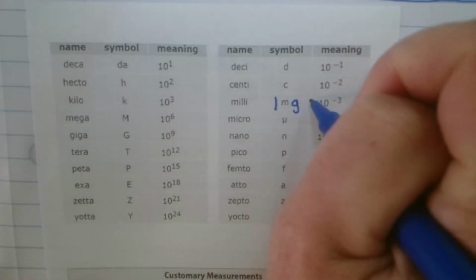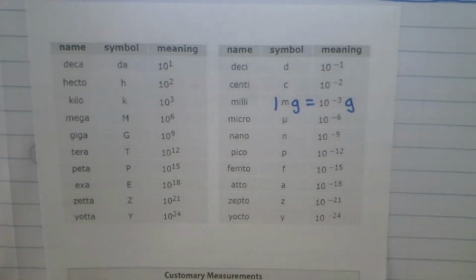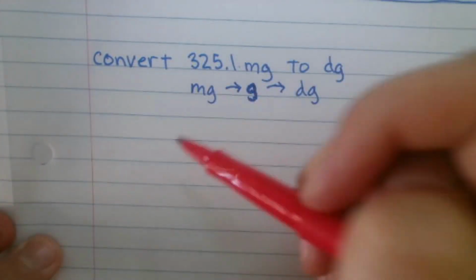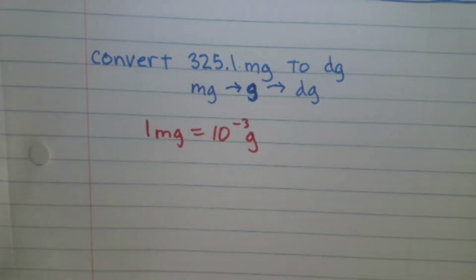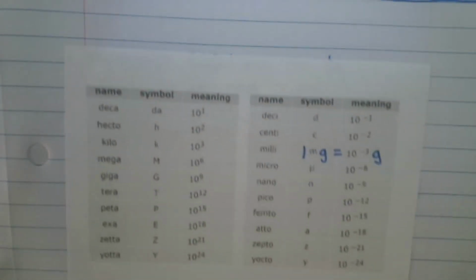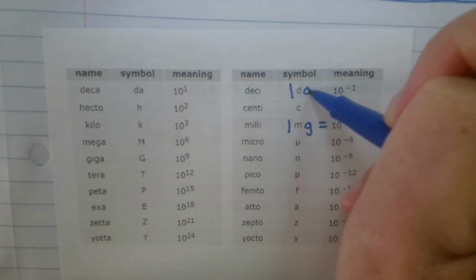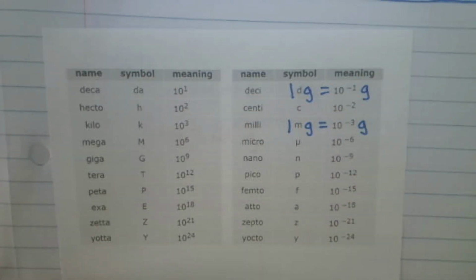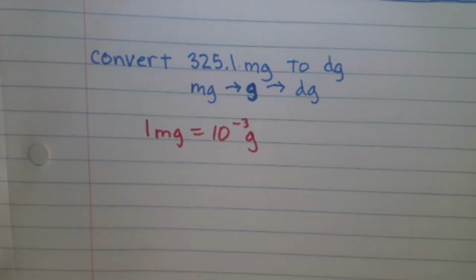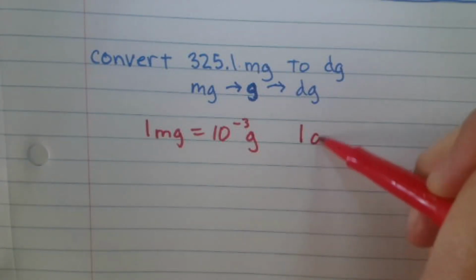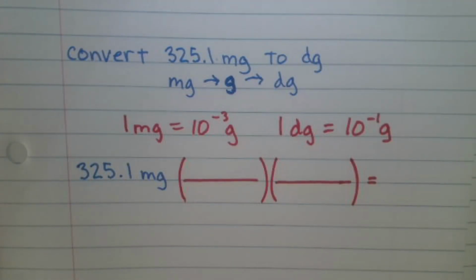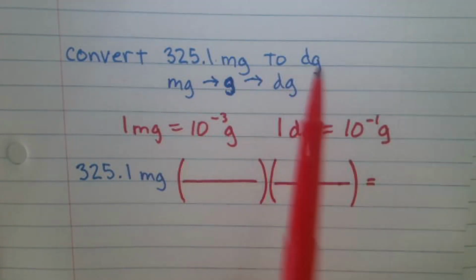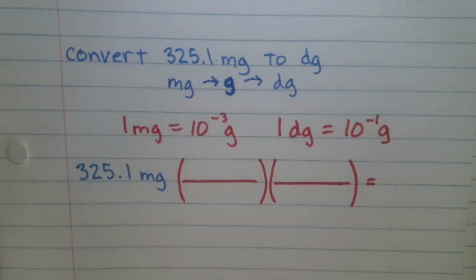Since we're going from milli to grams first, you would just say 1 milligram is equal to 10 to the negative third grams. That's our first conversion factor. Second conversion factor is decigrams. 1 decigram is equal to 10 to the negative 1 grams. So we have a prefixed unit that we're converting to another prefixed unit, which means you have to convert to the base unit first, and then you have to use two conversion factors.